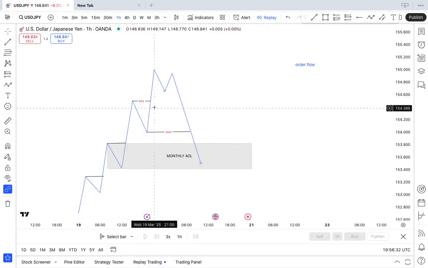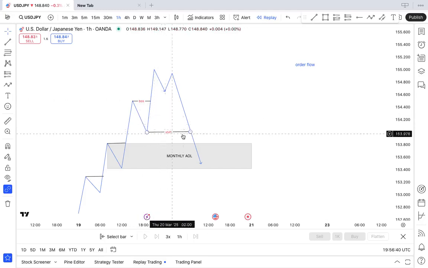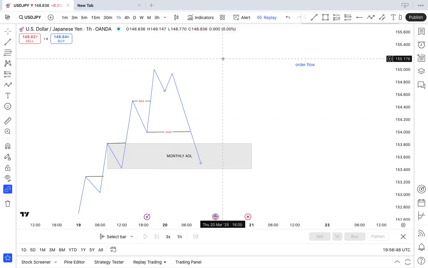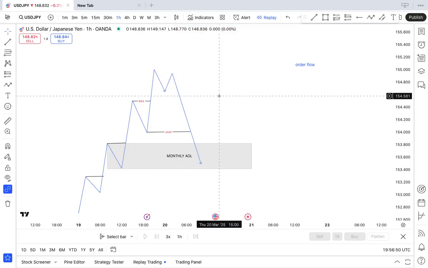will not be respected, because the only reason why price comes back here, remember the market is a slave to liquidity, the only reason why it is coming to mitigate this is to liquidate or to grab that liquidity, then it continues above. You understand?